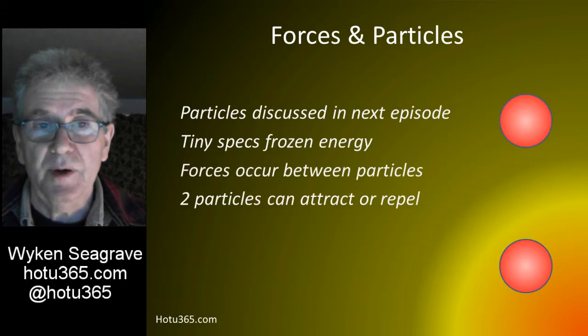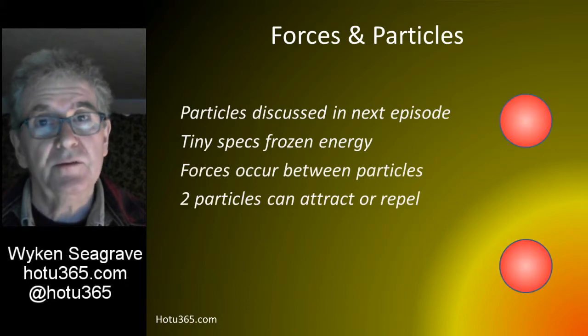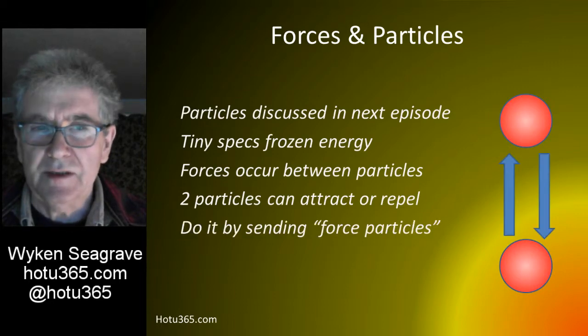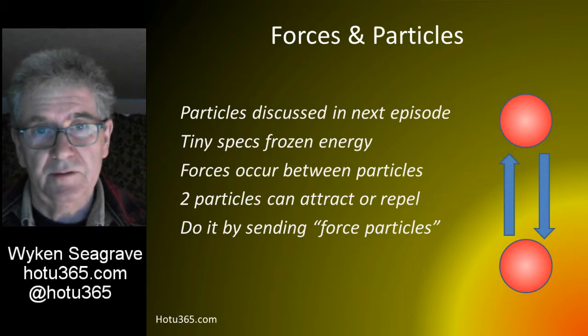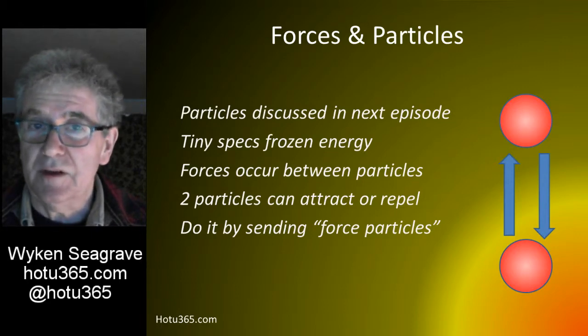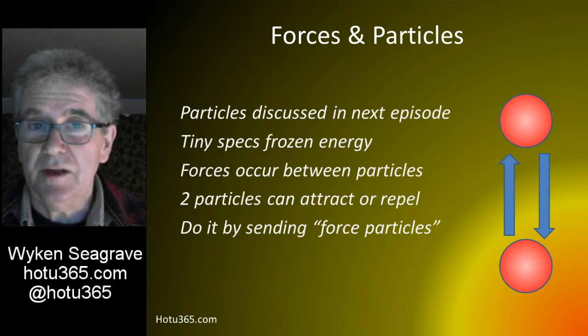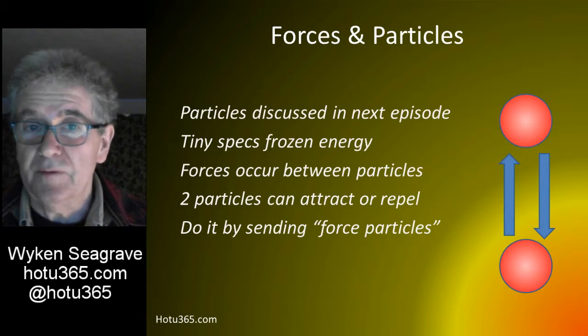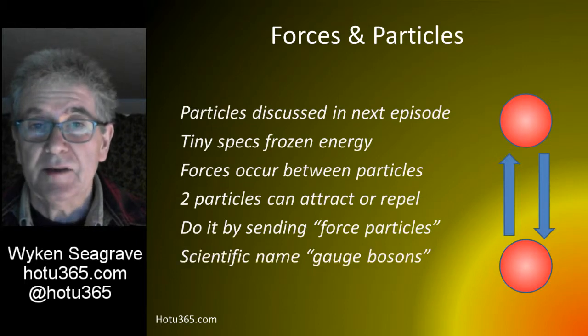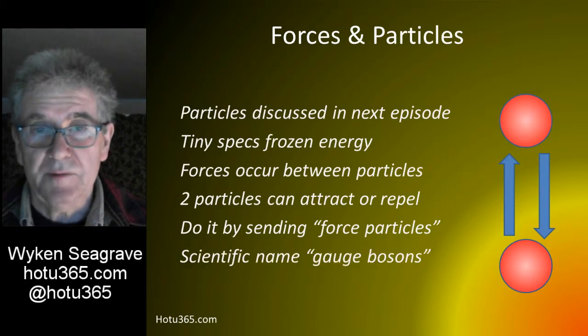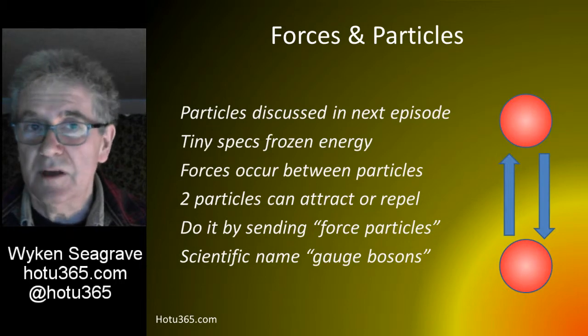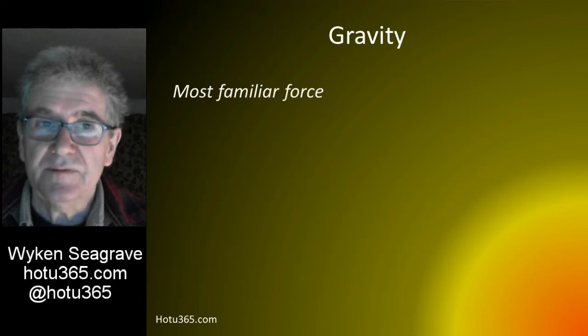If we imagine 2 particles, then they can either attract or repel each other. And they do this by exchanging other particles called force particles. So basically there are 2 different types of particles. There are particles which we meet normally, and there are the other particles, usually invisible to us, which carry the force between them. And the scientific name for these force particles is gauge bosons, but that's not something you need to remember.